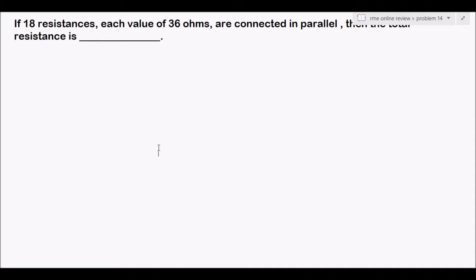If 18 resistances, each of value 36 ohms, are connected in parallel, then the total resistance is... okay, so we need to find the total resistance of 18 36-ohm resistors connected in parallel. There are two ways of solving that one. We could take the longer way, so I will show you the longer way first.